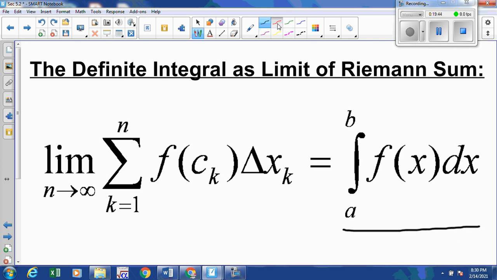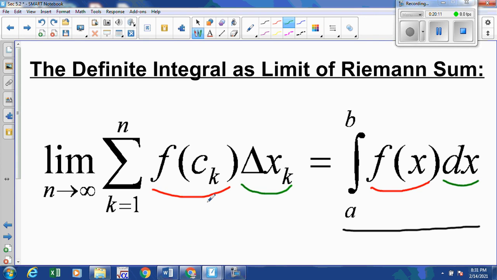So let's talk about how these are connected. First off, this f of ck, that's the functional value at some value, gives us the height of our rectangle. That is f of x right there. There's our functional value. This delta xk was our width of each of those subintervals. We are using dx, kind of like when we did derivatives. Dx, the change in x, delta x, you can see the connection there.